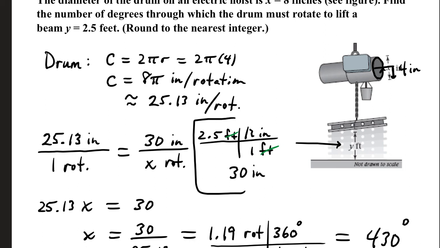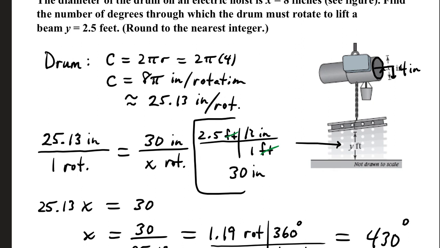So how many rotations will it take to lift the beam 30 inches? That's the total amount we need to lift it. 25.13 inches per rotation of the drum is going to be equivalent to 30 inches in how many rotations? Well, if we cross multiply, 25.13 times x is equal to 1 times 30. Divide both sides by 25.13. 30 divided by 25.13 tells us that it's a little more than one rotation, 1.19 rotations to be very close.